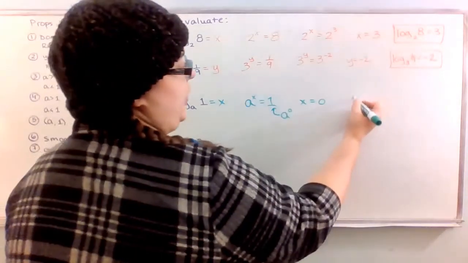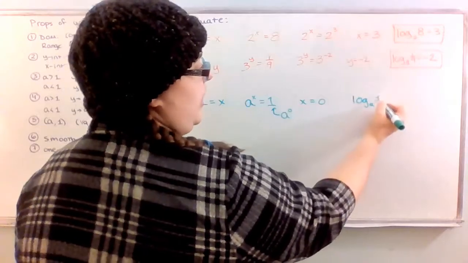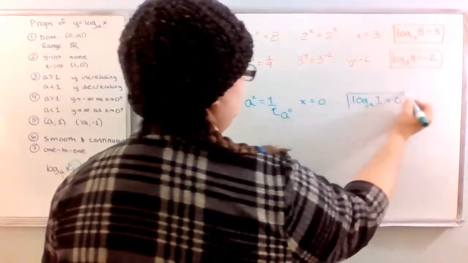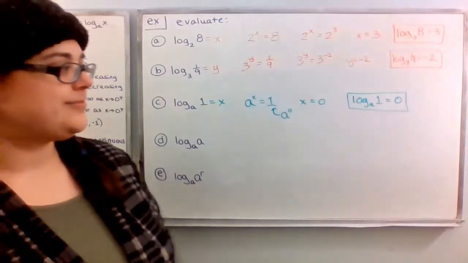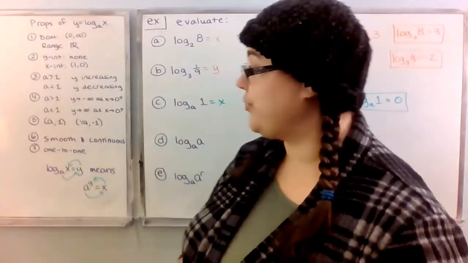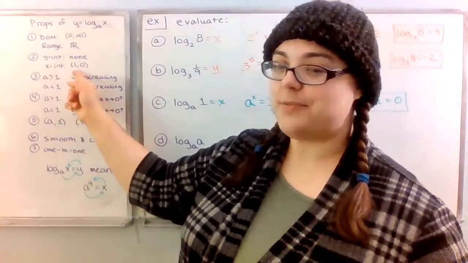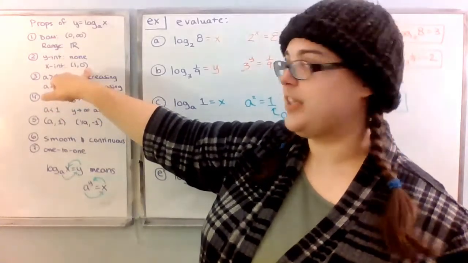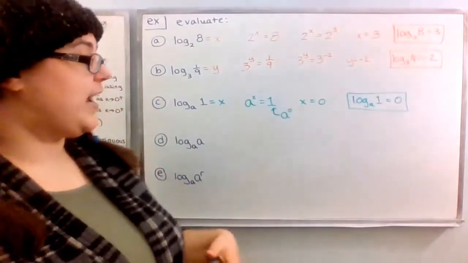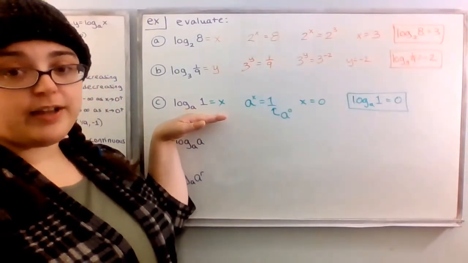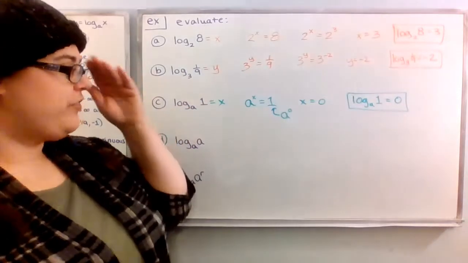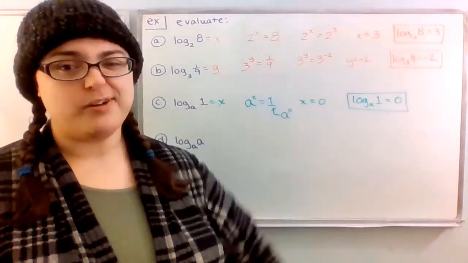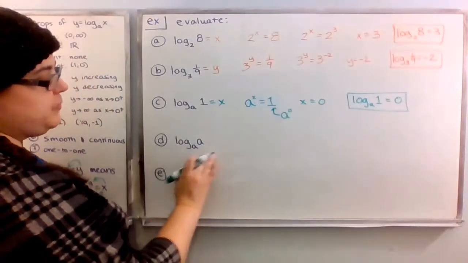What this means is that if you have a log with any base and you take the log of 1, you're going to get 0. Well, this corresponds to our property of the x-intercept. When the argument of the logarithmic function is 1 and you evaluate it, you end up getting 0. So this property of the x-intercept is exactly the same thing that we're saying here when we go to evaluate this logarithm. So if I have log base 7 of 1, 0. Log base pi of 1, 0. It doesn't matter.